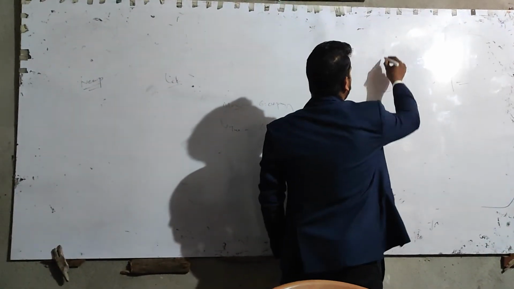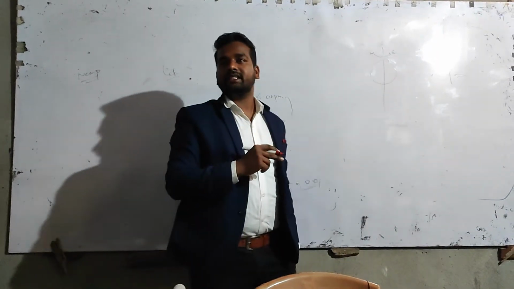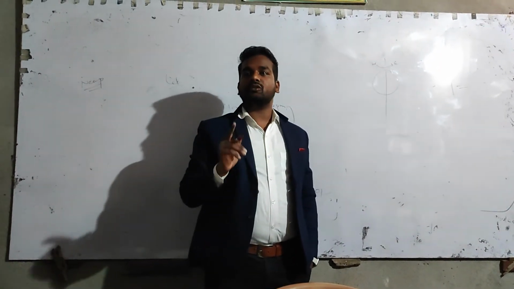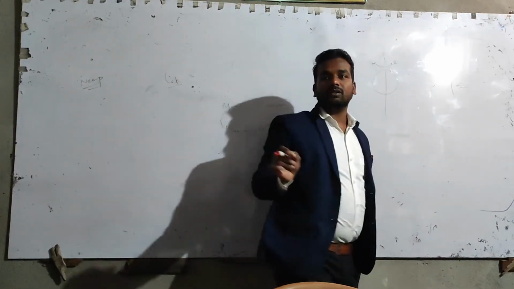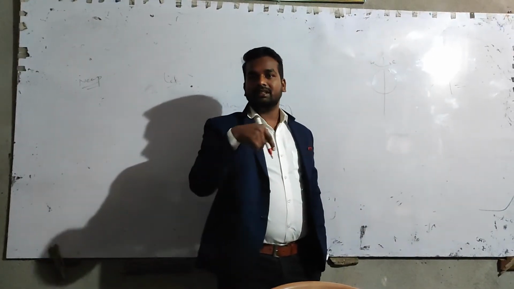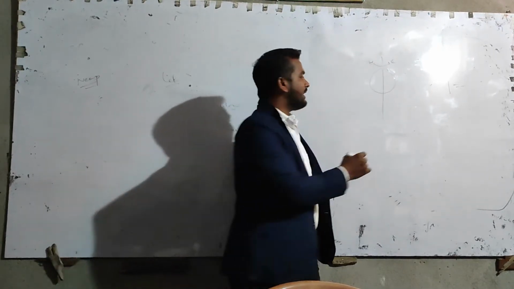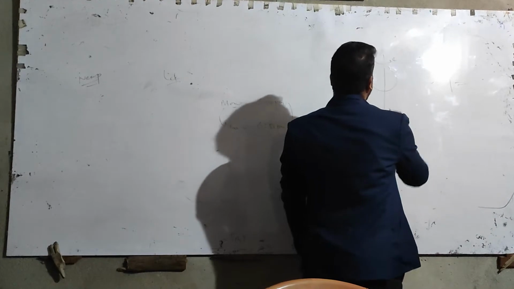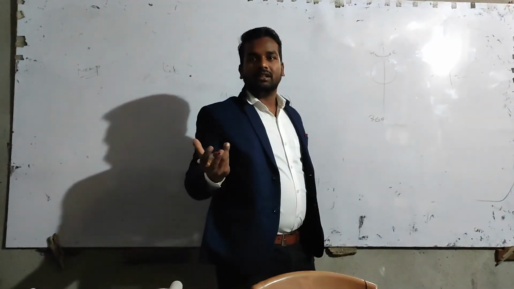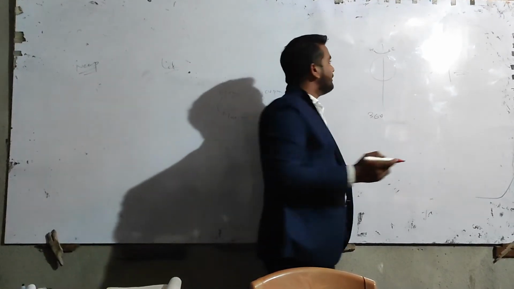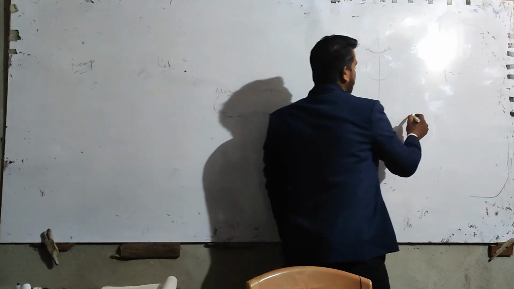We know that Earth rotates on its axis from west to east, and it takes 24 hours to complete one rotation. This is the concept of day and night. It takes 24 hours to cover 360 degrees, just like a spinning top. It is rotating from west to east and covers 360 degrees in 24 hours.